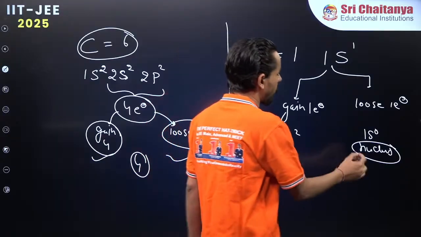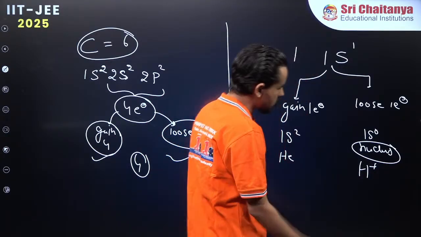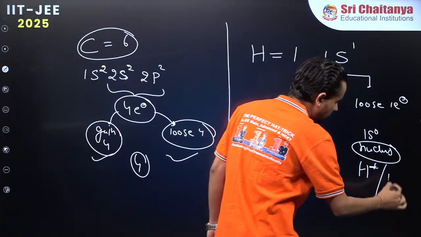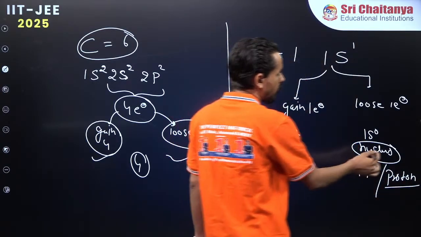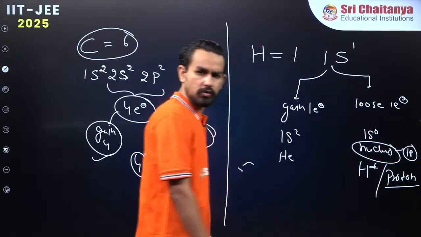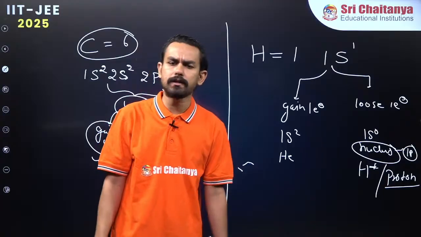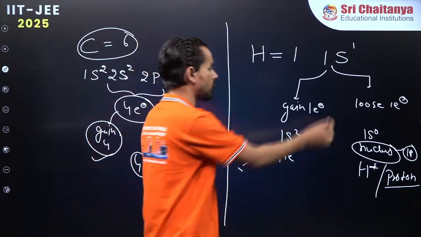That form is known as H plus. Hydrogen with 1 electron lost is known as H plus, or we call it a proton. Why do we call it a proton? Because only the nucleus is left, and the nucleus of hydrogen contains 1 proton only, no neutrons. That's why it is also known as a proton. This is all about hydrogen that we have to know.